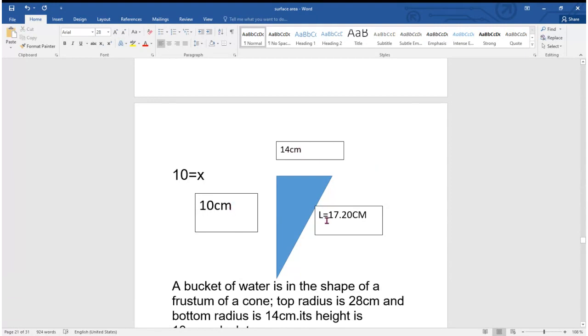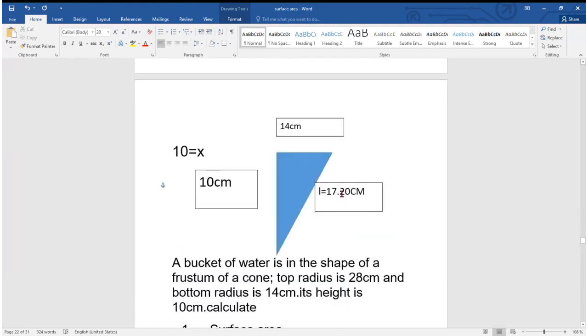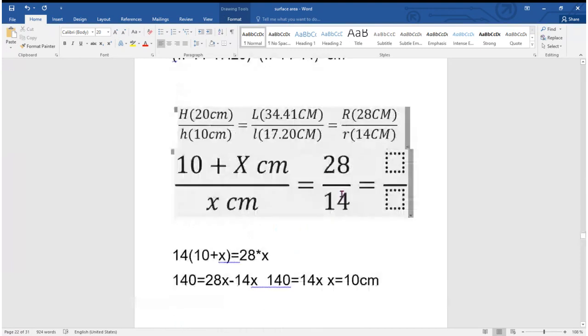Small l is equal to 17.2 centimeters. And then you do the other case, where you say 20 squared plus 28 squared, and you get the answer 34.41 centimeters. Now divide 20 by 10, 2. 34.41 by 17.2, 2. 28 over 14, 2. This is what is called the scale factor.